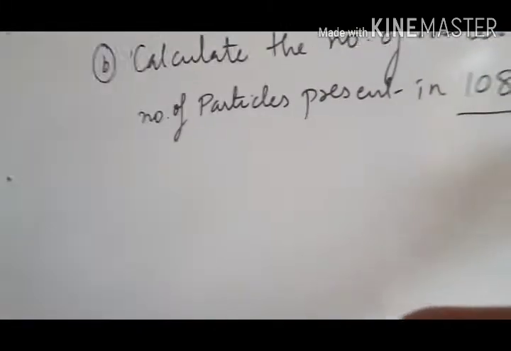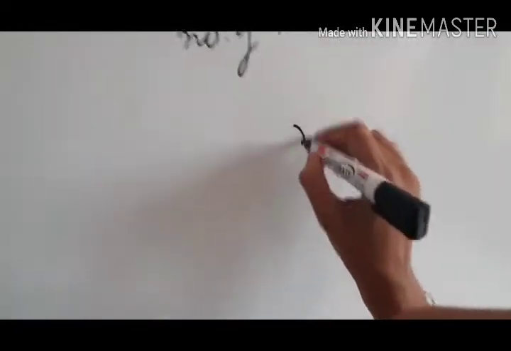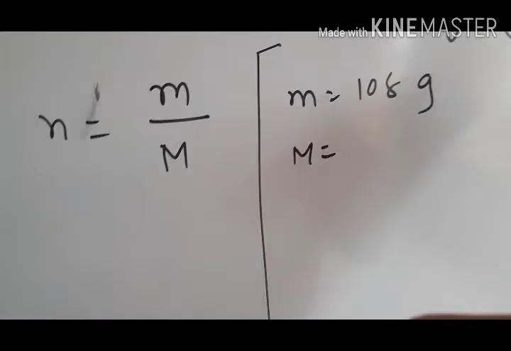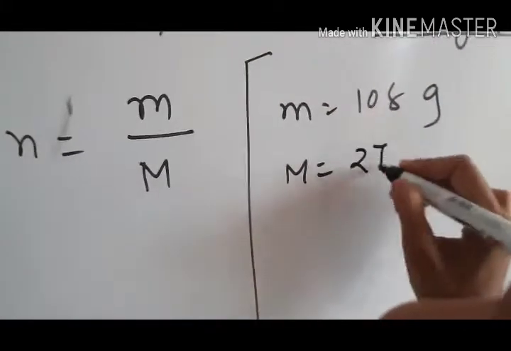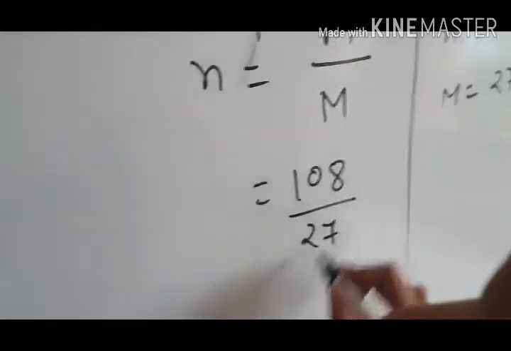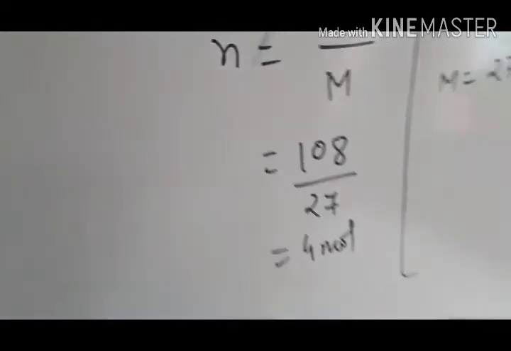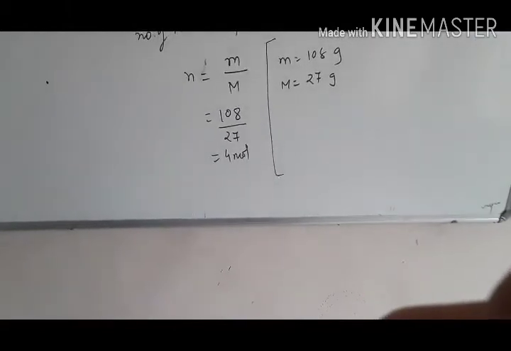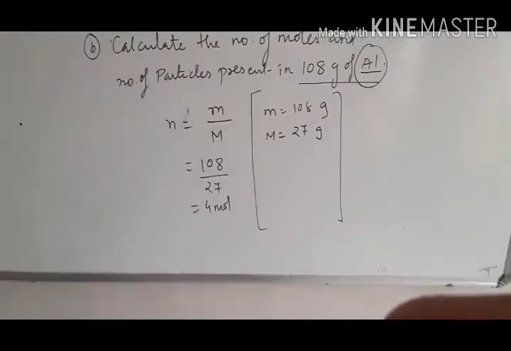Here we have the given mass, so we find that number of moles is equal to given mass upon molar mass. Given mass is 108 gram. We use atomic mass instead of molar mass, because aluminium is an element, so we have 27 gram of atomic mass. So here we have 108 upon 27, so we have 4 mole. Directly also you can write that 1 mole of aluminium is equal to 27 gram, so how much for 108 gram. You can do the calculation that way also.